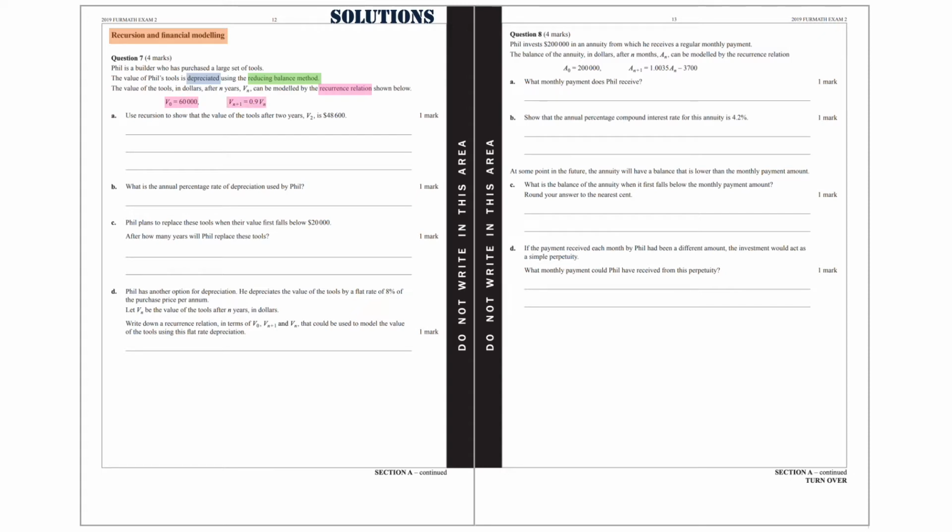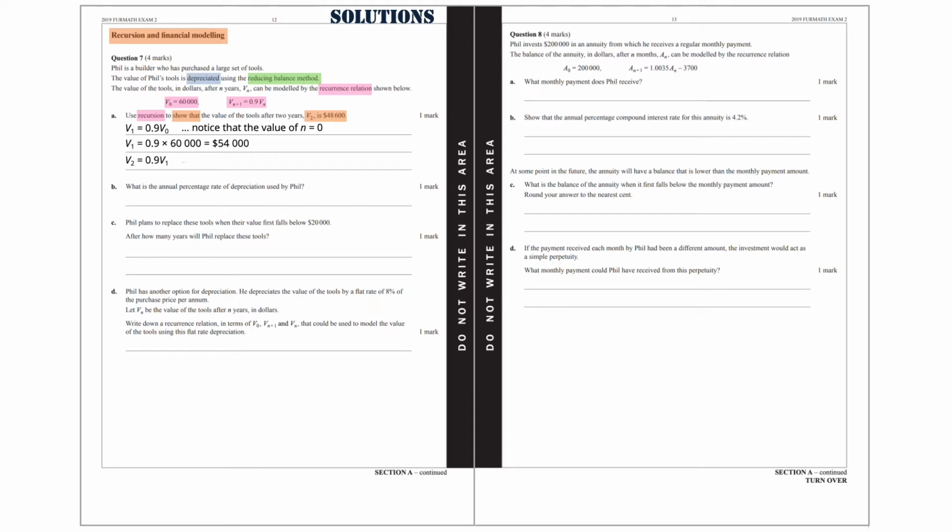In Part A, we are asked to use recursion to show that the value of the tools after 2 years, V2, is $48,600. Let's start with V1 equals 0.9 V0. Notice that we substituted n equals 0 in the recurrence relation. So V1 equals 0.9 times 60,000, that is $54,000.